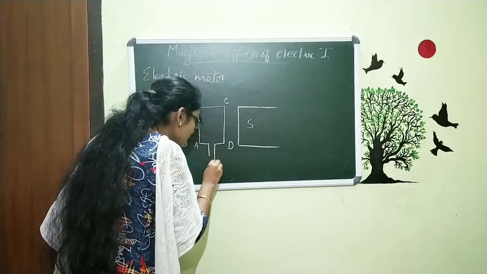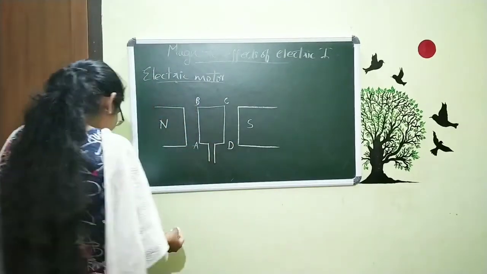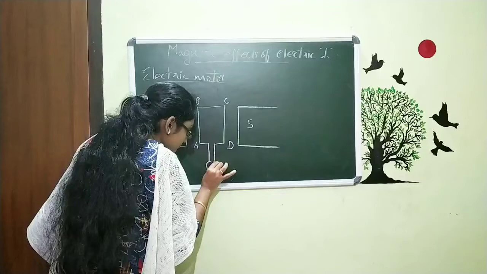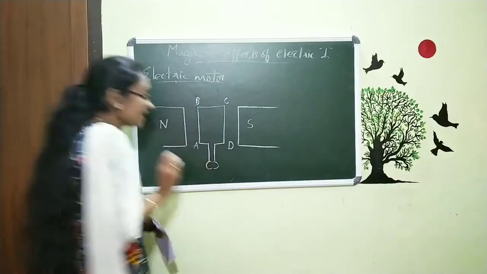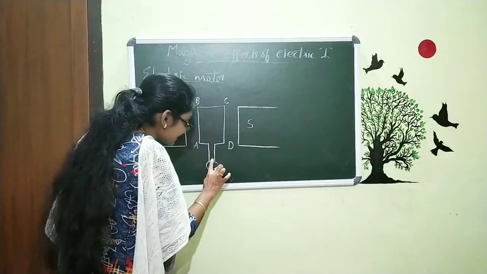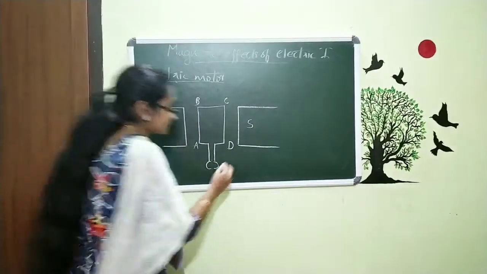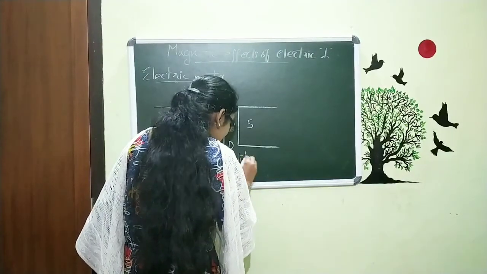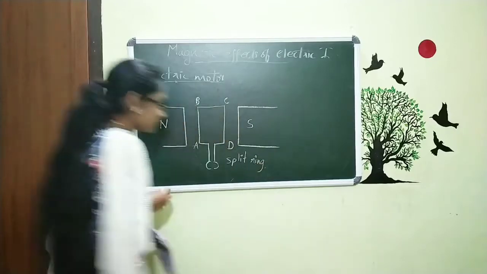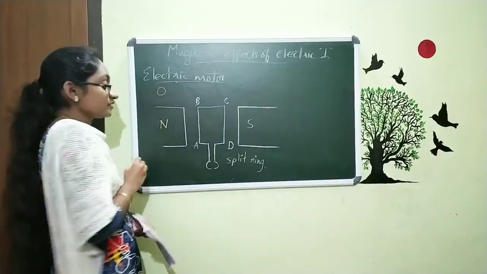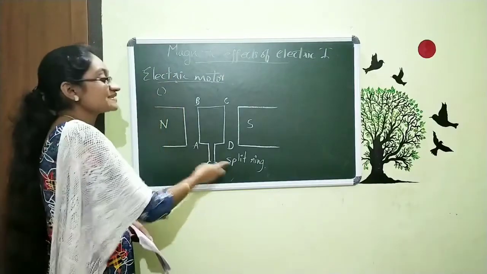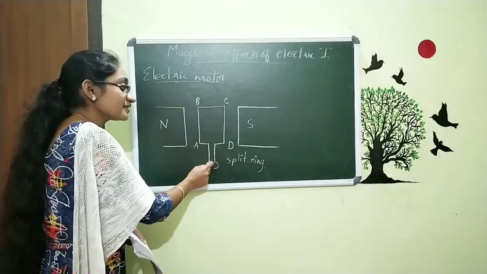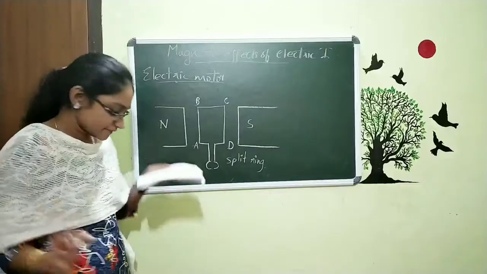At the end of this, you can see a ring connected. But the speciality of this ring is that it is a splitted ring, or split ring, S-P-L-I-T. Not a full complete ring. It is just split and we call it a split ring. It also has a certain function, and we are giving such a ring here to make something happen in this setup. I will explain it later.